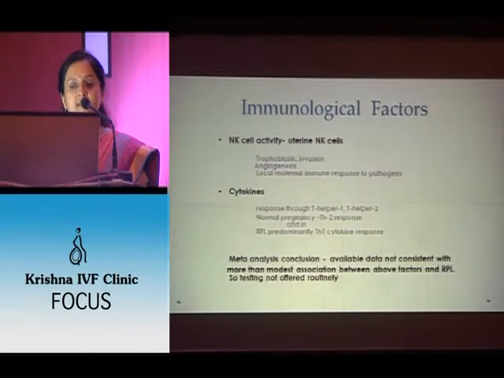Altered uterine NK cell activity and altered cytokine activity have also been blamed as causes for recurrent pregnancy loss. But meta-analysis has concluded that available data is not consistent with more than modest association between these above factors and recurrent pregnancy loss. So testing is not offered routinely.